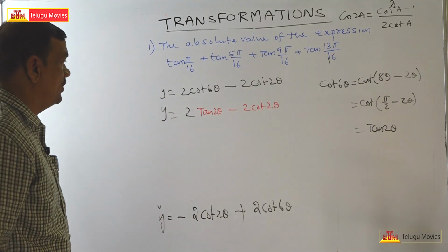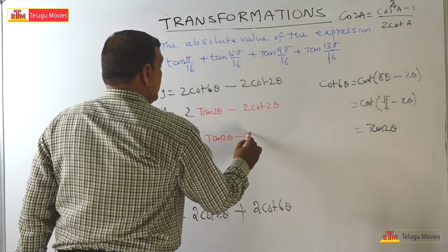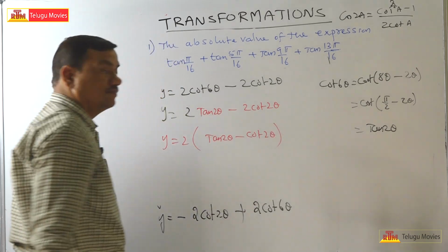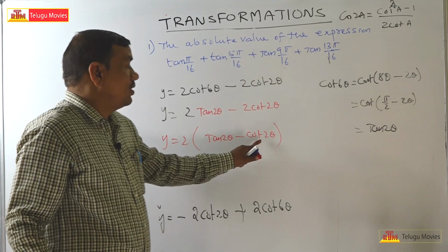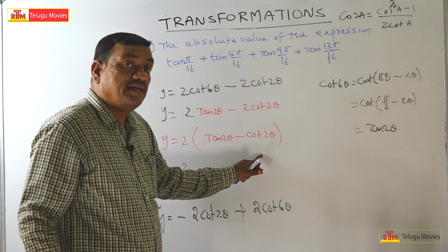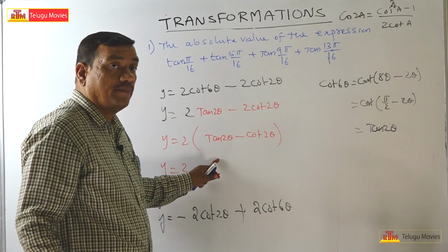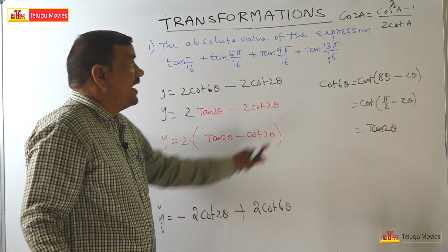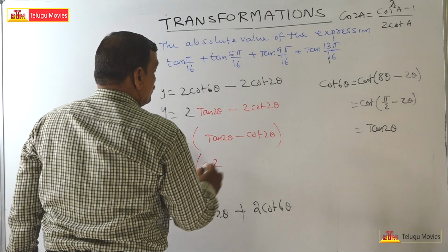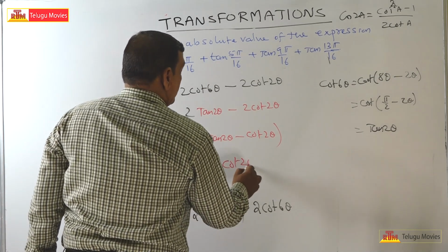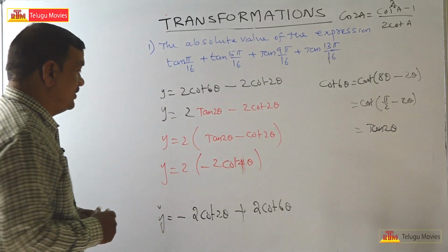Okay? Right, beautiful. So next, y is equal to 2, taking common, tan 2 theta minus cot 2 theta. Okay? So y is equal to 2 into cot 2 theta, that means 1 by tan 2 theta. Oh, sorry, 1 by cot 2 theta. Again you will get the reverse order, that is equal to minus 2 times cot 4 theta. So this is 4 theta. Okay? Right.